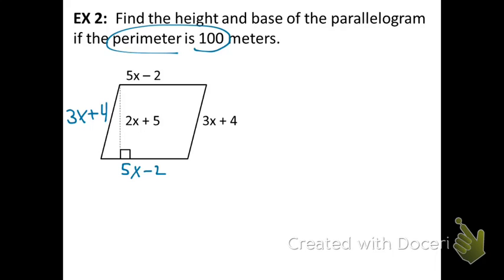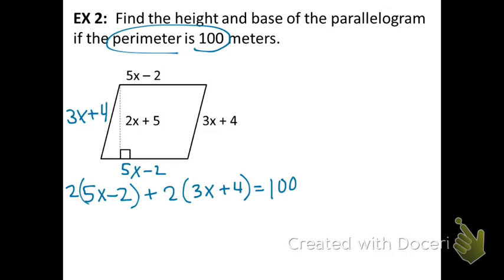So if we know our perimeter is 100 meters, that means we have to add up all our sides. So we have a 5x minus 2. We have 2 of those, so I'm going to put a 2 here. And 2 sides that are each 3x plus 4. And they all add up to 100. Okay, we'll distribute that 2, 10x minus 4, and distribute the next 2, 6x plus 8 equals 100.